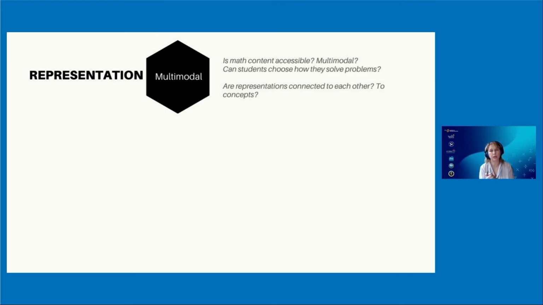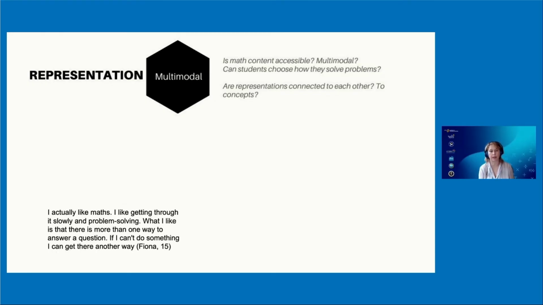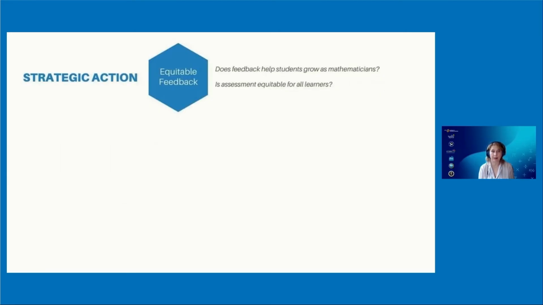And can students choose how they solve problems? We also want to make sure that we design so that mathematical representations are connected to each other, because that's critical in mathematics. So I'm thinking about Fiona again, where she says, what I like is there's more than one way to answer a question. If I can't do something, I can get there another way. That often for kids means that they draw a picture, that they use manipulatives, they use different mathematical visual tools to get to their answer. And Molly also says that she visualizes math problems. So this could be a way to design instruction that's more accessible, right?